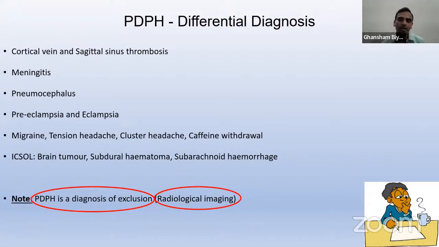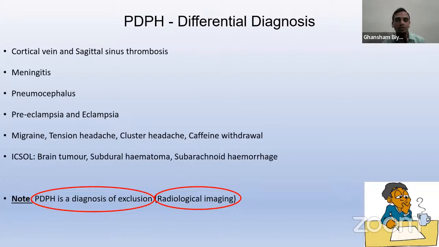MRI of the brain is only asked when you are in a dilemma, when you are unsure of the diagnosis of PDPH, or you are not able to rule out the other important causes of PDPH, then you probably can ask for an MRI. Or say, for example, you have done a first epidural blood patch and the patient has come back with relapse of headache. And before taking a second epidural, you want to be sure that what I am dealing with is actually PDPH. In that case, you can ask for radiological imaging.